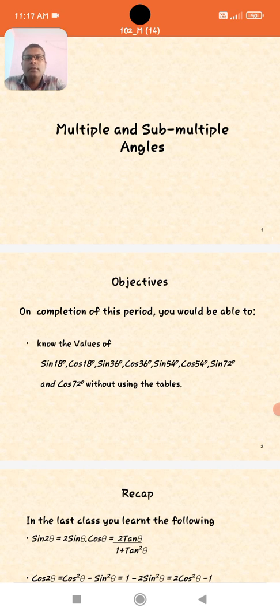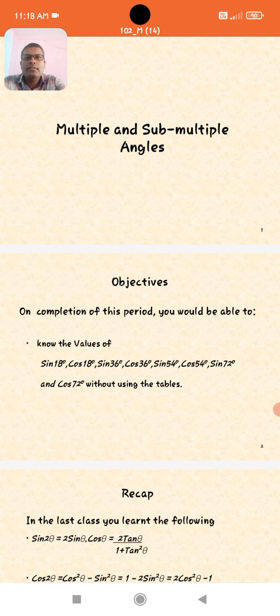Last class we discussed the multiple and submultiple angle formulas. We have to use the formulas of sin A, sin 2A, cos 2A, tan 2A, or sin 3A, cos 3A, tan 2A. Different types of formulas we have to apply and solve different types of problems. Okay.